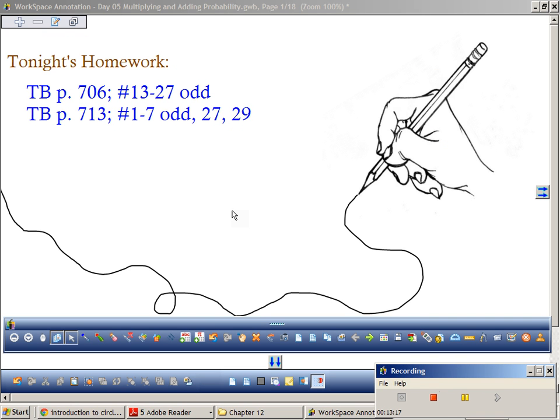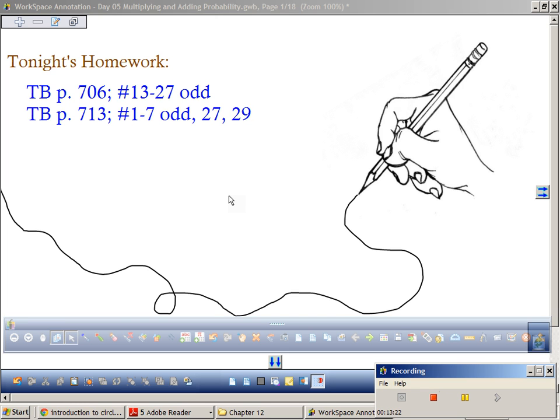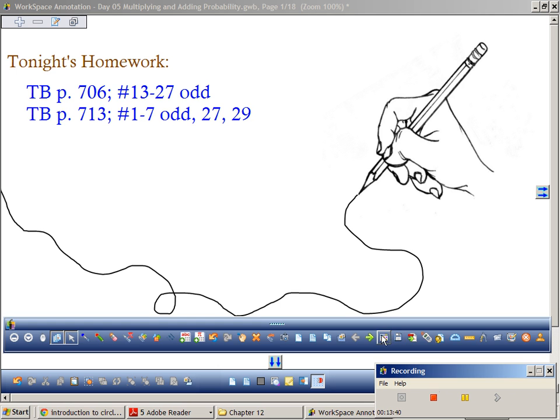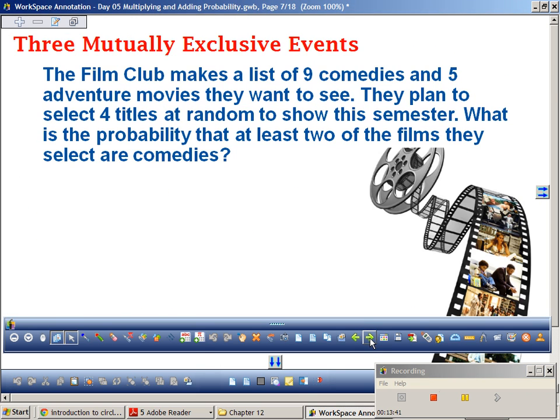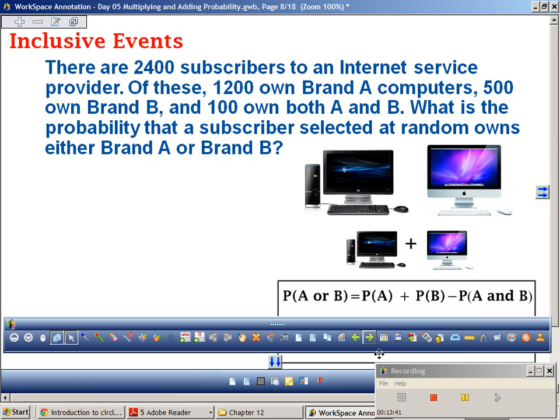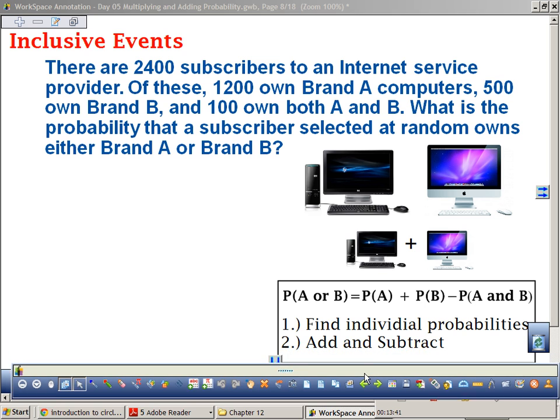Okay, so I stopped the video and I did all your homework problems and decided to cut them way down to make sure that this was just straight probability. So I changed it to 13 to 27 odd. I forget what it was before. And then in the second part, 1 through 7 odd and 27 and 29. And I'm going to do at least 3 of those homework problems with you. So let's go finish the last one. So we're not going to do this one. We're going to do this one.